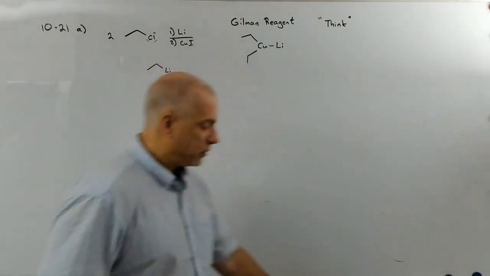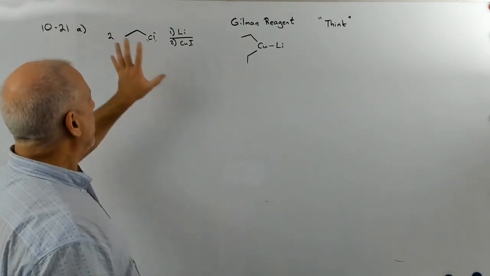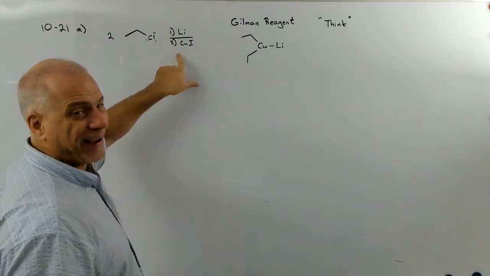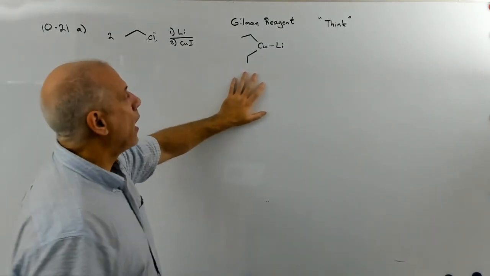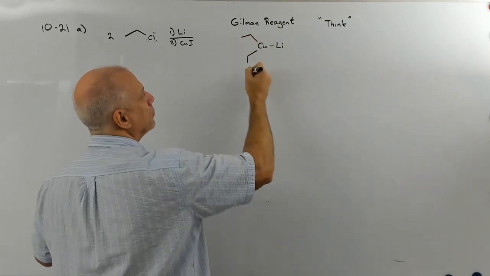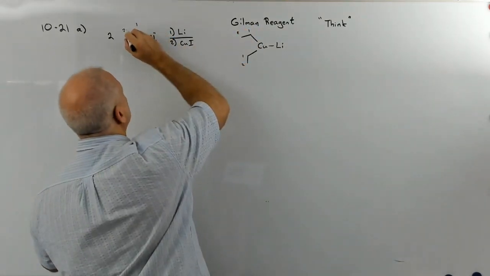We don't need to go into the specific details, but the bottom line is when you have two equivalents of this ethyl chloride, add the lithium, add the copper iodide, and we will now get what's called a Gilman reagent. In this case right here, you have the copper, the lithium, and the two ethyl groups here. 1, 2.